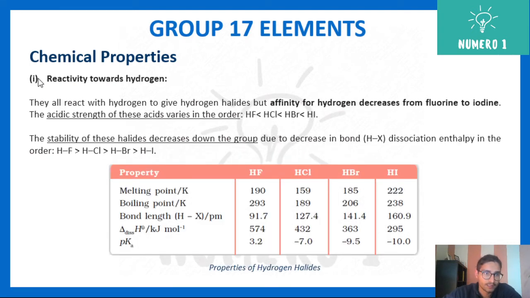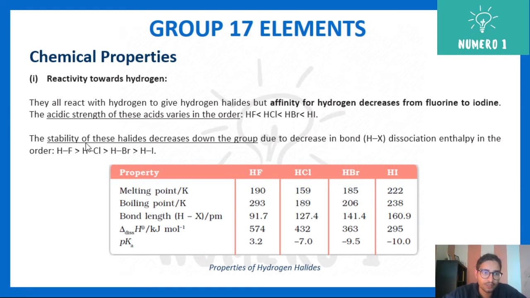Okay. Now, talking about reactivity towards hydrogen, you can see their acidic strength. The acidic strength of these acids varies in the order: HF, HCl, HBr, HI. HI is the strongest acid. The reason: as you go down, the size increases, the bond length increases, and it is easier to break the bond, so H plus will be liberated much more. Hence, as you go down the group, the H plus releasing tendency increases. Hence, HI is a stronger acid as compared to HBr, HCl and HF.